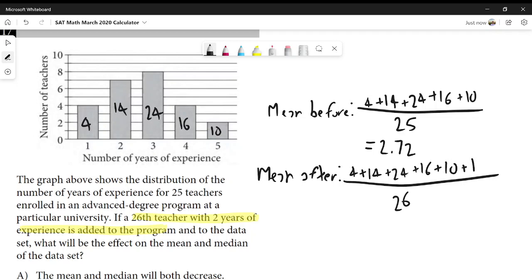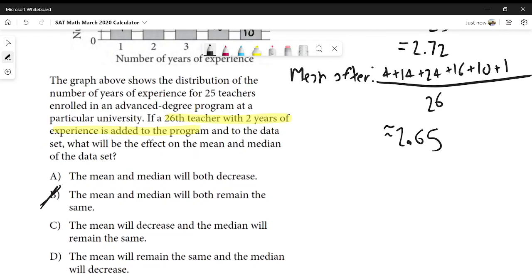So if I put that into my calculator, I'm going to get about 2.65, something like that. And so that means that the mean decreases, because 2.65 is less than 2.72. So if we look at the answer choices, we can get rid of B and we can get rid of D because we know that the mean has to decrease. And so now we've got to find the median before and after.